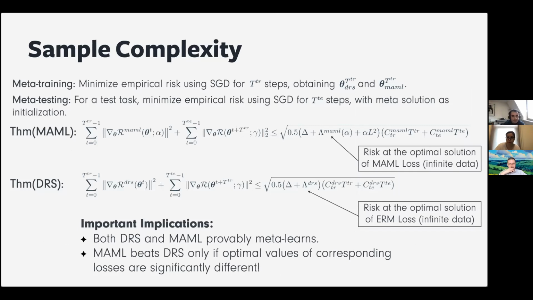But for the non-convex case, this is the setting. We have non-convex functions, and we apply stochastic gradient descent to them. We apply stochastic gradient descent to the meta objective for T_TR steps, and we obtain these meta solutions. And then we apply stochastic gradient descent for a specific task this time, for T_TE steps, starting with the meta solution as the initialization.